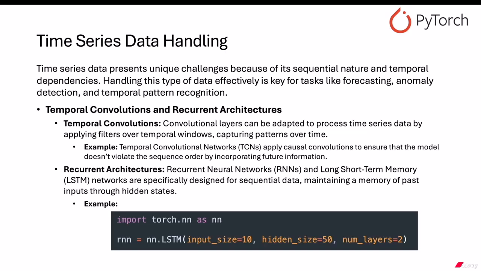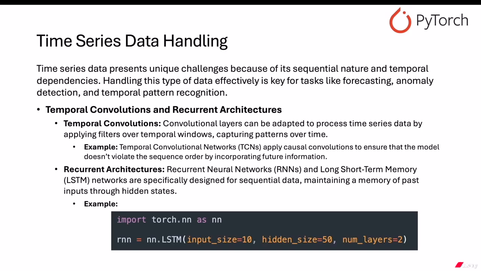Temporal convolutions. Convolutional layers can be adapted to process time series data by applying filters over temporal windows, capturing patterns over time. An example is temporal convolutional networks (TCNs), which apply causal convolutions to ensure that the model doesn't violate the sequence order by incorporating future information.